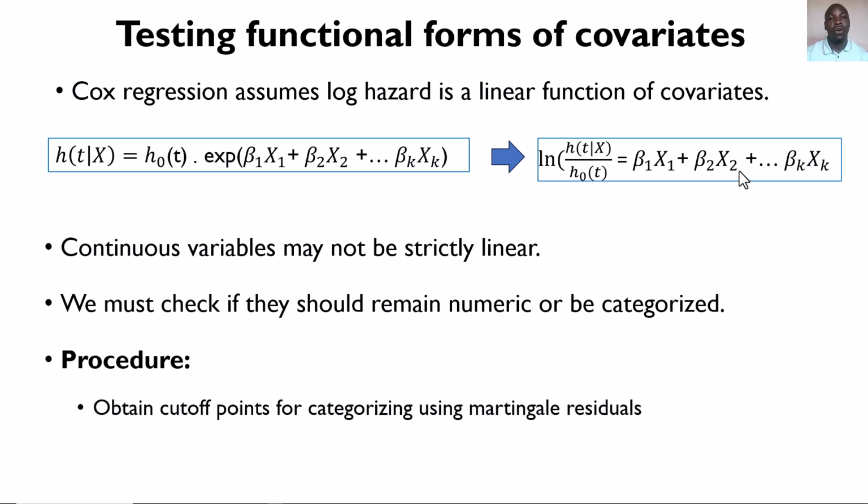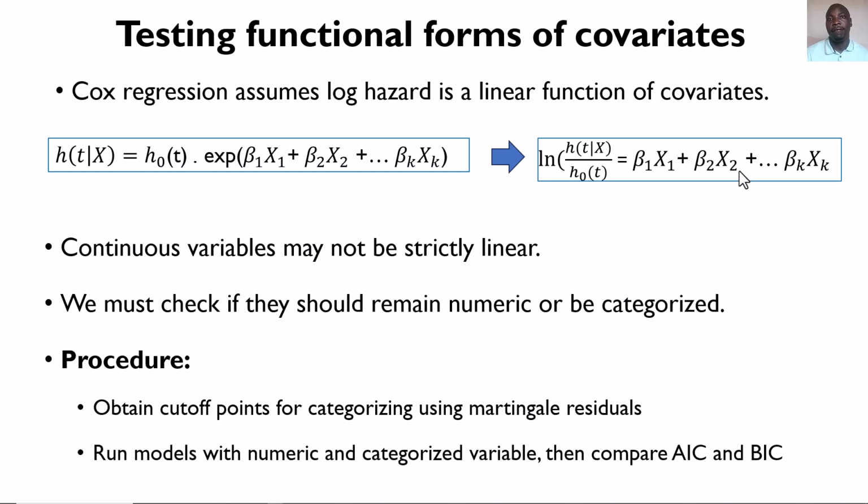So what we do, we obtain the cutoffs for categorizing using quantities called Martingale residuals. So we run a model having the uncategorized version of that variable, and also run a model having the categorized version of that variable. Then we compare both using model fit statistics, the AIC and the Bayesian information criteria. We see which of the two models is better. So that's what we are going to do right now in Stata.